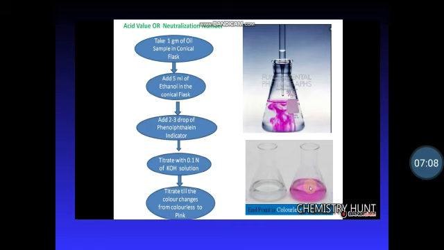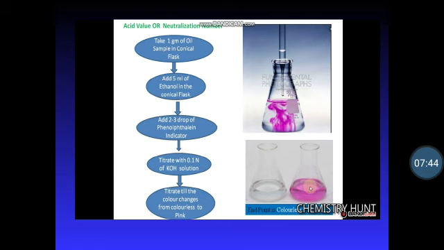Take 1 gram of oil or fat in a conical flask. To it add 5 ml of ethanol. Fill the burette with 0.1 normal potassium hydroxide solution and add 2 to 3 drops of phenolphthalein indicator. Then titrate till the color changes from colorless to pink. So we go on adding this potassium hydroxide up to what point? Till all the free fatty acid in this 1 gram of fat is neutralized.